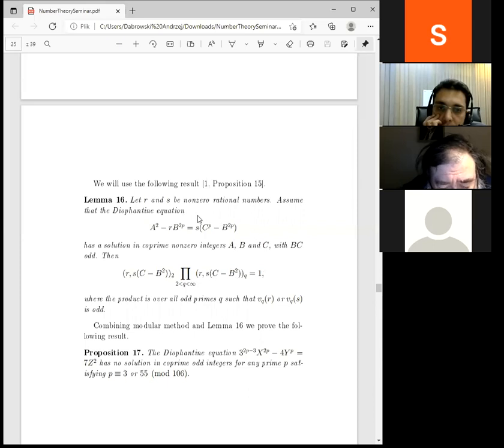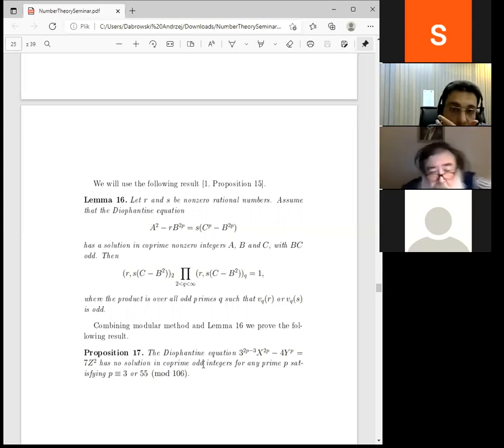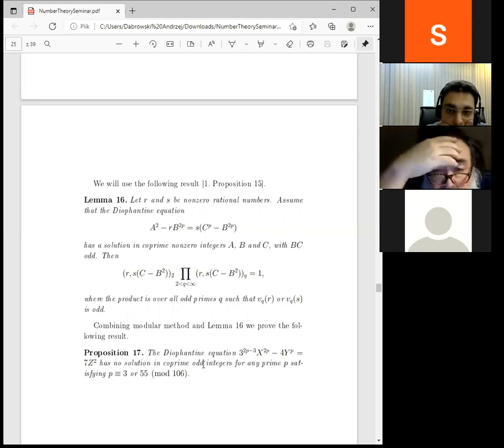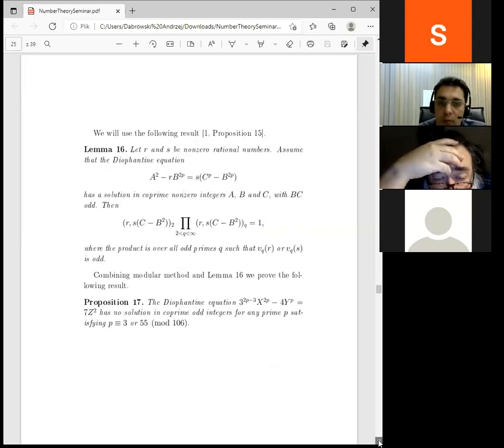Of course, such a lemma is not sufficient, but we can combine it with modular methods to prove the following result: again, no solution for a positive proportion of primes. Very explicit.